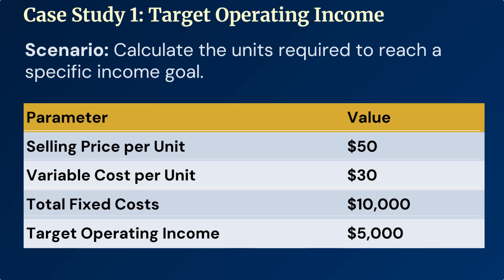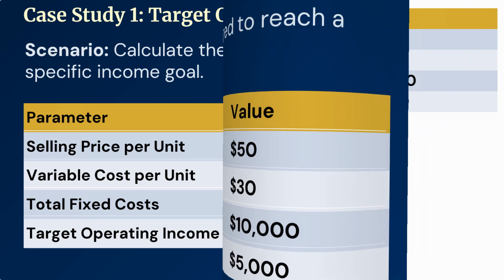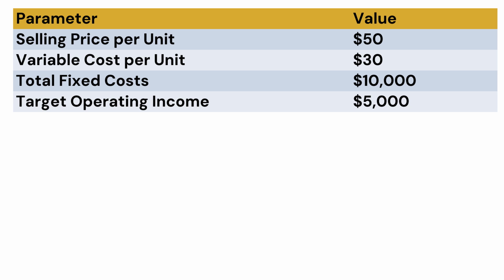Now they have given you the parameters: selling price per unit of the product is 50, variable cost per unit is 30, total fixed cost is 10,000, and target operating income is 5,000. How do you find out the number of units that this particular company should sell in order to earn an operating income of 5,000? Let us do the question.